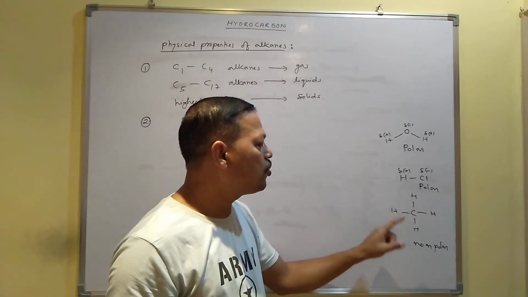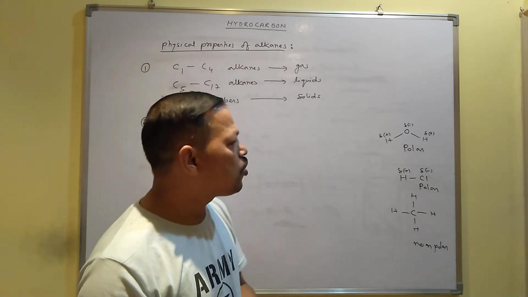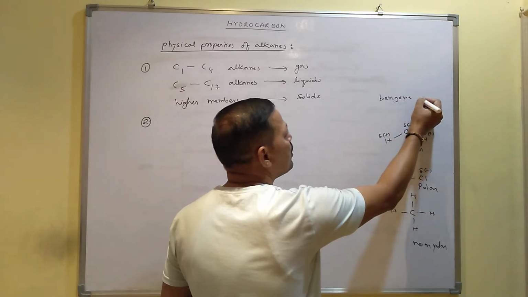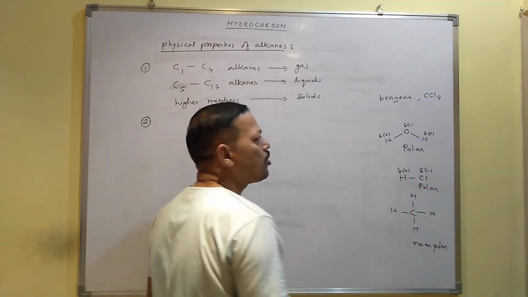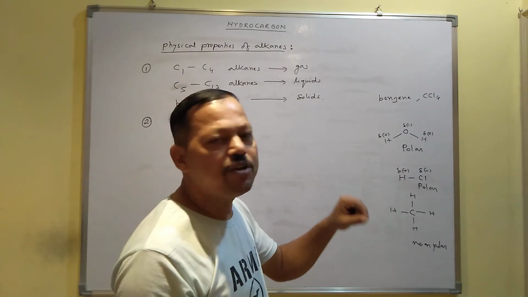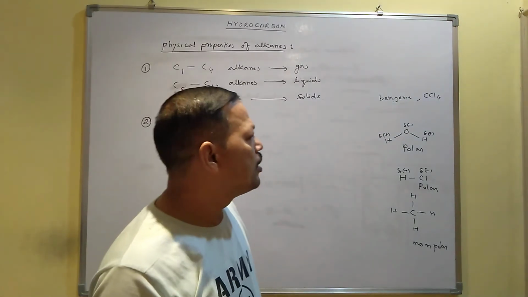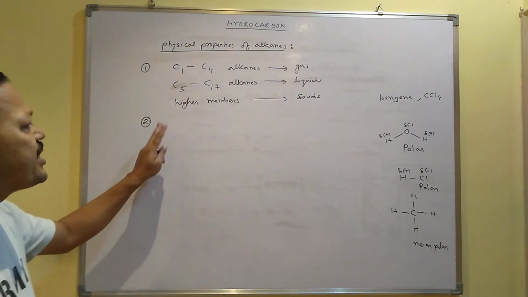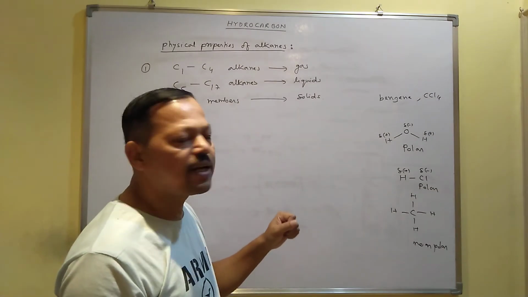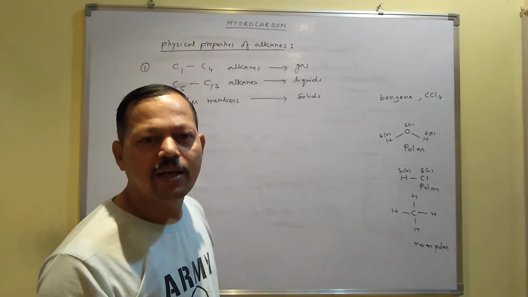So since alkanes are non-polar, they are insoluble in polar solvents. If you want to dissolve an alkane in some solvent, you have to take a non-polar solvent. Benzene is one example of a non-polar solvent. Carbon tetrachloride, CCl4, is another example. So if you want to dissolve an alkane, you have to dissolve it in benzene or carbon tetrachloride. You cannot dissolve it in water. So the second point is: since alkanes are non-polar, they are insoluble in water. Alkanes are generally soluble in non-polar solvents like benzene, carbon tetrachloride, etc.